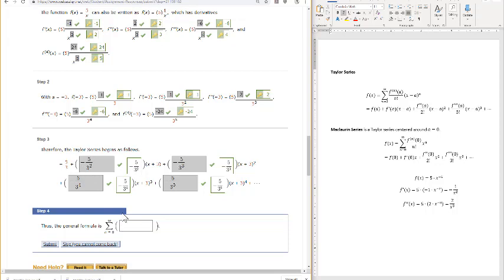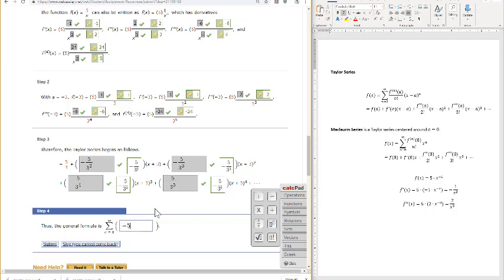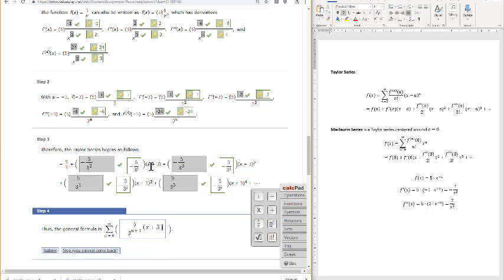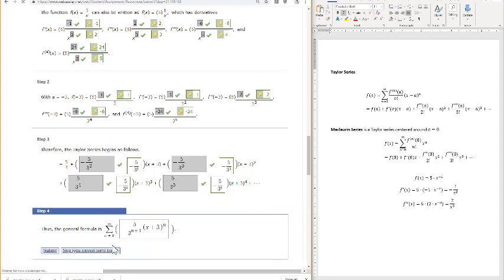It looks like 5 is a constant, and there's a negative 5 outside, and then we have 3 that's being raised to a power, and it has to start with n equal to 0. So we have a 3 in the denominator already, so if we put a plus 1 there, that would go up 1. And then we have an x plus 3 being raised to the nth power. And that should be our power series, our Taylor polynomial.